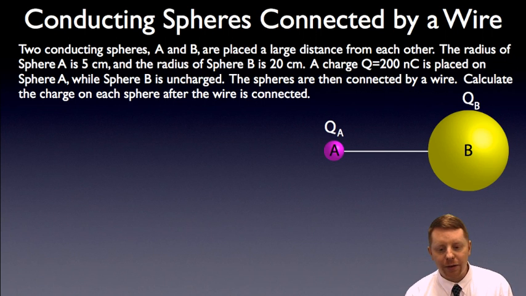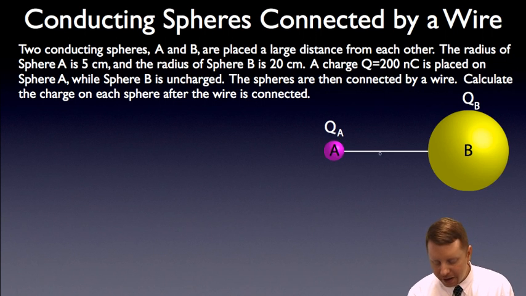Let's take a look at what happens when we have conducting spheres connected by a wire. Two conducting spheres, A and B, are connected by this wire. Sphere A has a radius of 5 centimeters and sphere B is 20 centimeters. A charge of 200 nanocoulombs, Q, is placed on sphere A while sphere B is uncharged. Then we connect them by that wire. Find the charge on each sphere after the wires are connected.